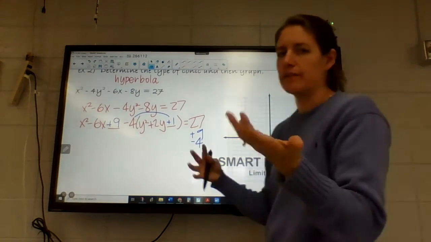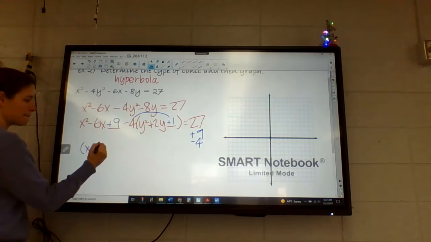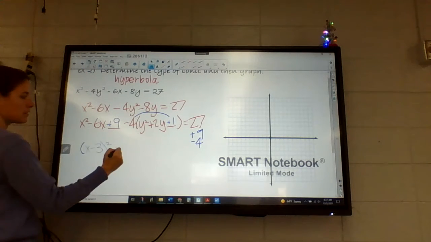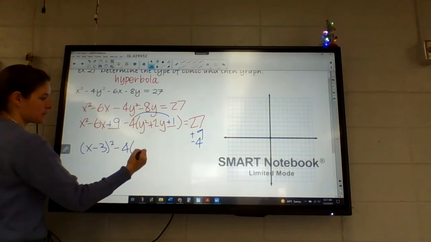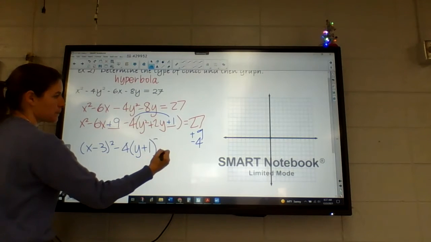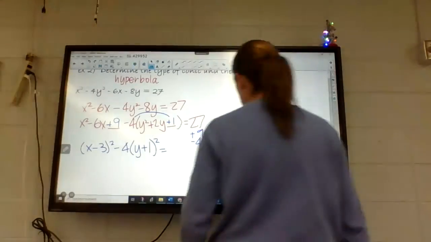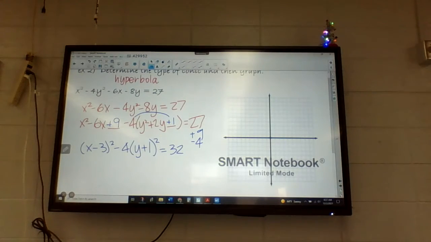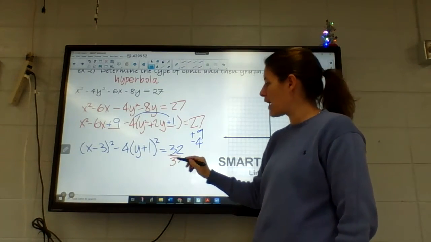And we basically are going to do, there's 4 questions, one of each kind. Hopefully, unless I mess something up, I should be able to find this. What do I get over there? It's 32. Okay. So once I have that, then we need to divide by 32 because hyperbolas have to equal 1.